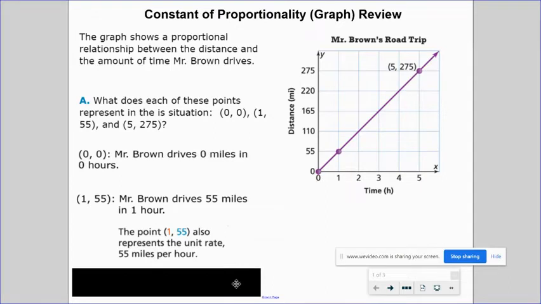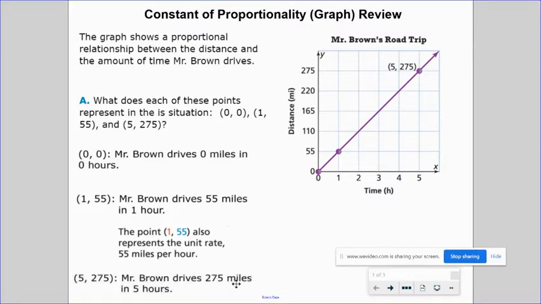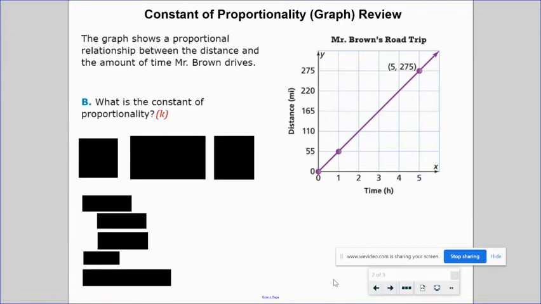Well, I know that 5 is X or hours. So after 5 hours, Mr. Brown drives 275 miles, which is the same as Mr. Brown drives 275 miles in 5 hours. Now we are going to explore what our constant of proportionality is a little bit further. And yesterday we explored that our constant of proportionality is that unit rate.